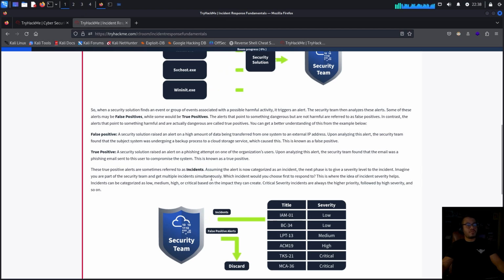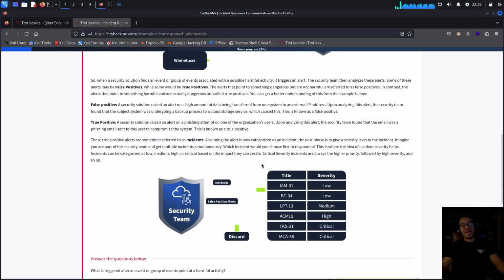And then the true positive: a security solution raised an alert on a phishing attempt on one of the organization's users. Upon analyzing this alert, the security team found that the email was a phishing email sent to this user to compromise the system. This is known as a true positive. These true positive alerts are sometimes referred to as incidents.